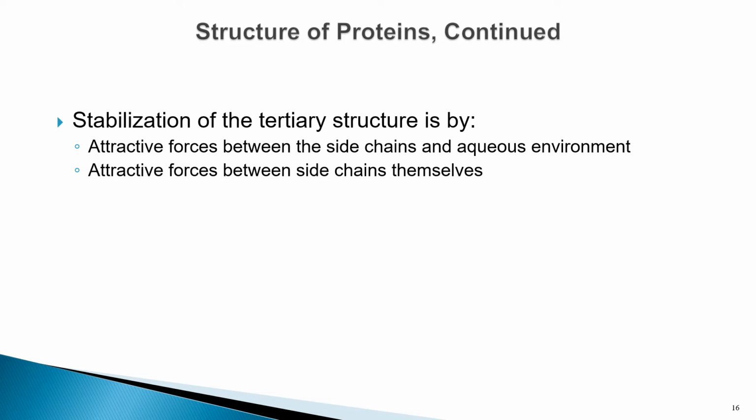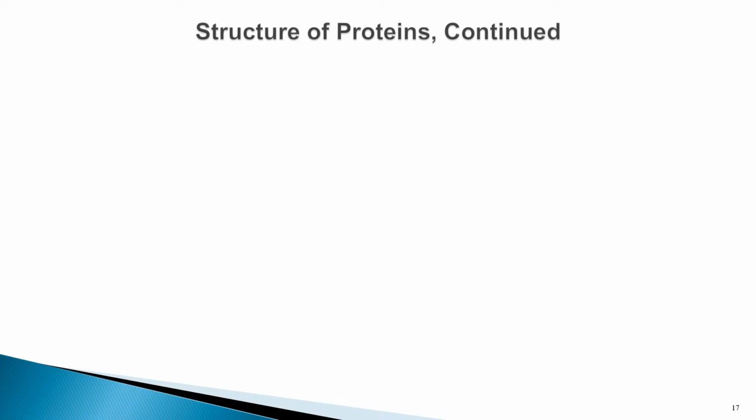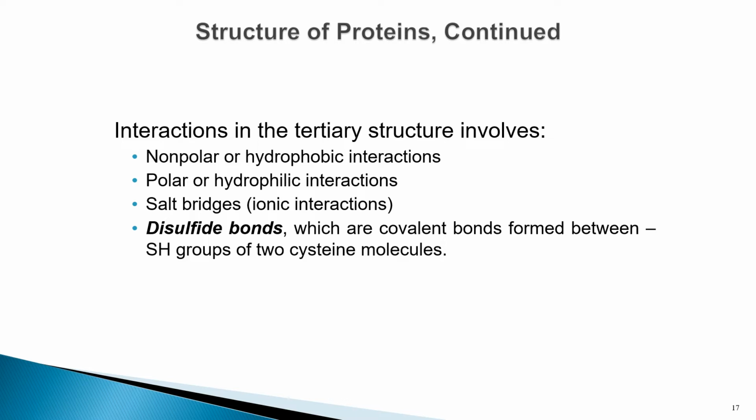Stabilization of the tertiary structure is by attractive forces between the side chains and the aqueous environment, and the attractive forces between the side chains themselves. These attractive forces cause the protein to fold into a specific 3D shape. Interactions in tertiary structures involve nonpolar or hydrophobic interactions, polar or hydrophilic interactions, salt bridges also known as ionic interactions, and disulfide bonds, which are covalent bonds formed between the sulfur and hydrogen groups of two cysteine molecules.